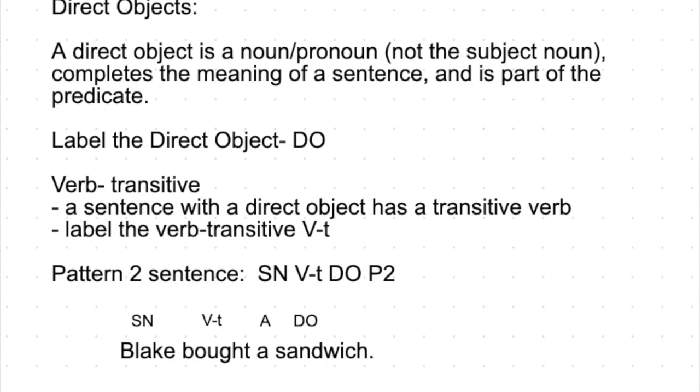And we're going to label this sentence SNVTDOP2. I'm going to try to do it with this program. It might be a little hard, but I'm going to try. So I'm trying to draw a straight line there. So on the top, we're going to write SNVT DOP2.